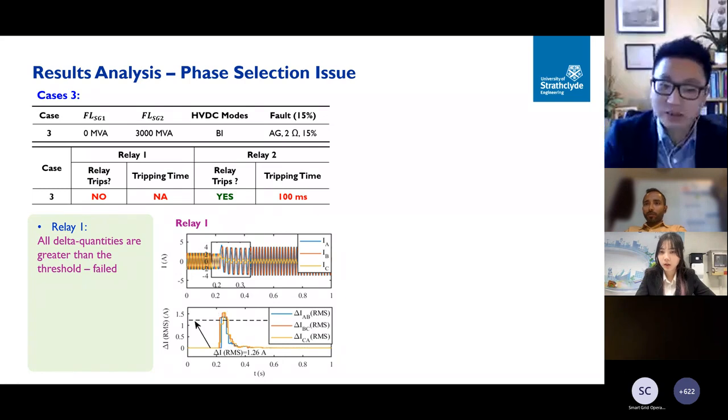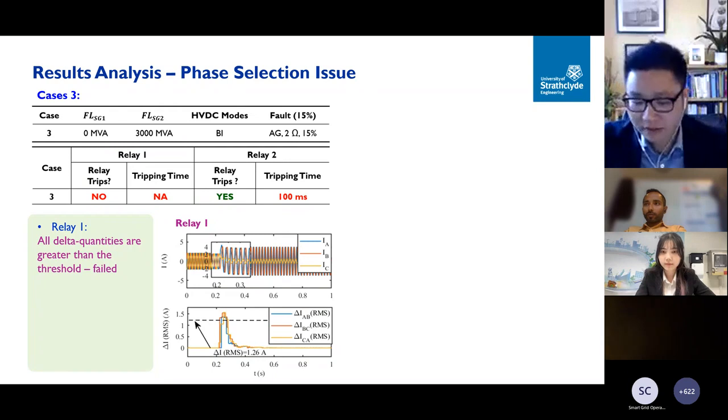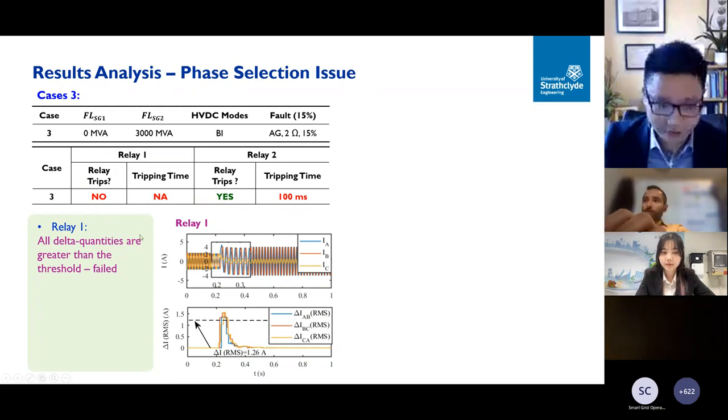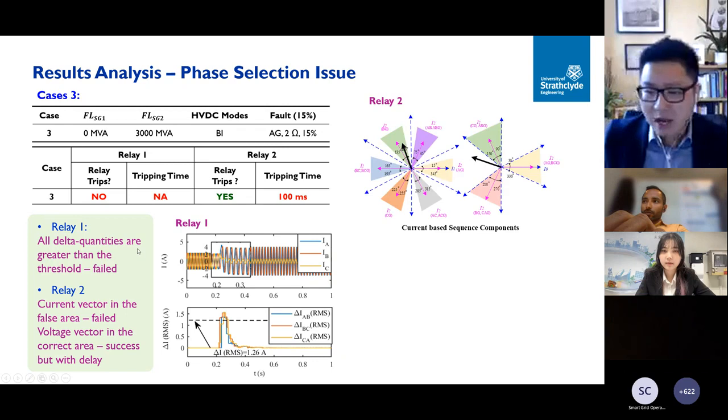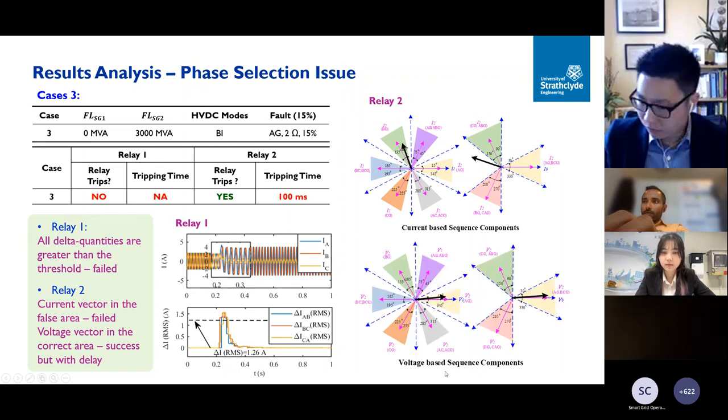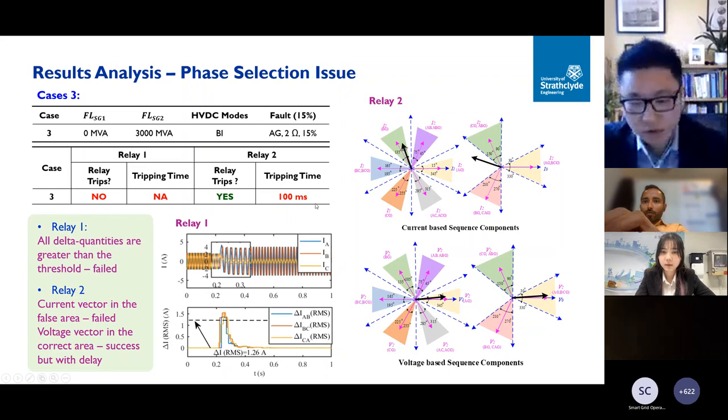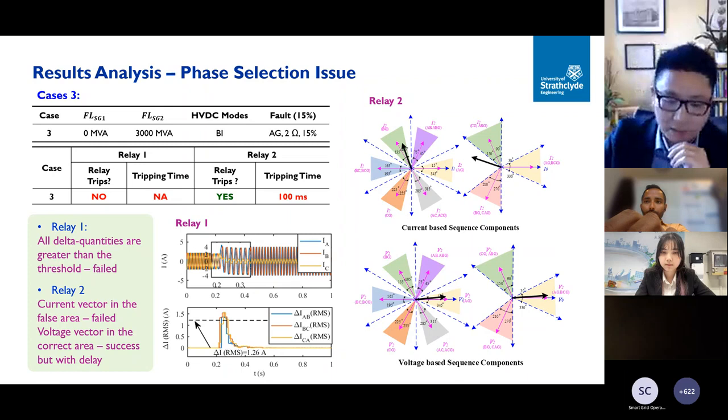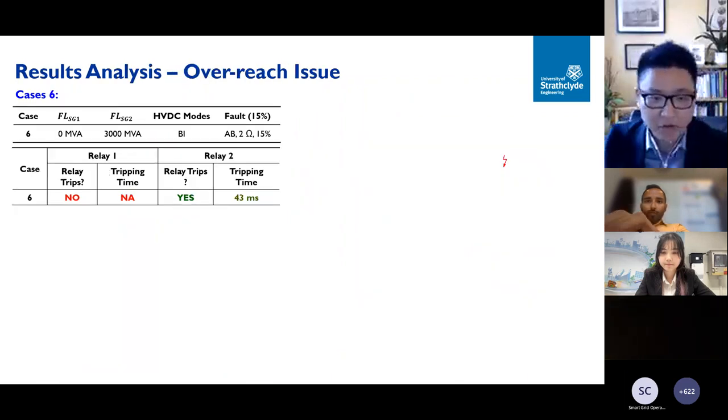The relay thought this is a three phase fault, and this is in conflict with other elements within the relay. So in this case, relay one completely failed. For relay two, very quickly, it basically also determined the faulty phase incorrectly. If we use voltage-based sequence analysis, it is okay to get the right reason here, but it takes significant time just because of the way the converter behaves. So that is a major compromise behavior of converters.